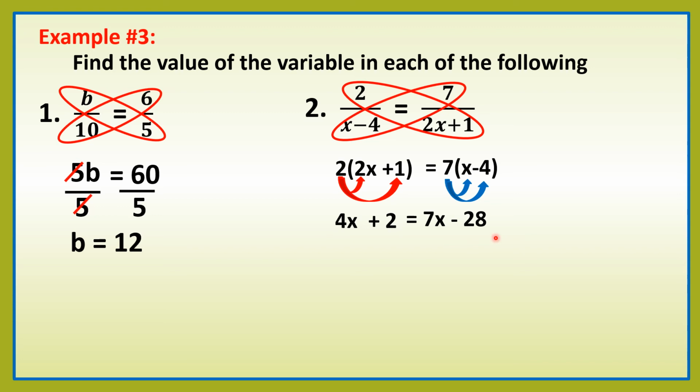Then after that, we're going to combine similar terms. So yung 4x transpose natin beside 7x because they are similar terms. Then yung minus 28 beside 2 because they are similar terms. So kapag nag-transpose, kailangan natin mag-change ng sign. So we will have now 2 plus 28 equals 7x minus 4x. 2 plus 28 is 30. 7x minus 4x is 3x.